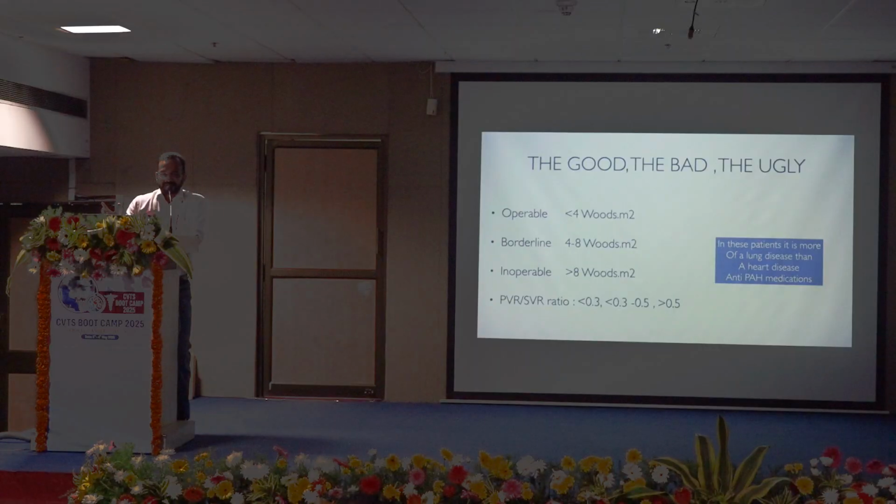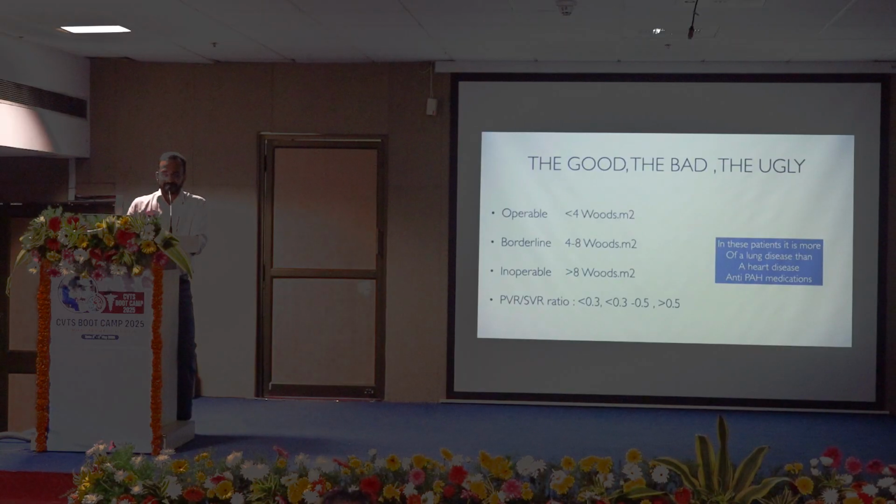So based on PVR, we get this value called PVRI. And how do you decide on operability? Anybody who has less than 4 Woods unit is operable. Anybody with greater than 8 Woods unit is inoperable. You can do surgery on them, but then it's basically over now, because what was a disease of the heart has now become a disease of the lung. So what you do to the heart really doesn't matter, because you're not going to alter much in the lung.